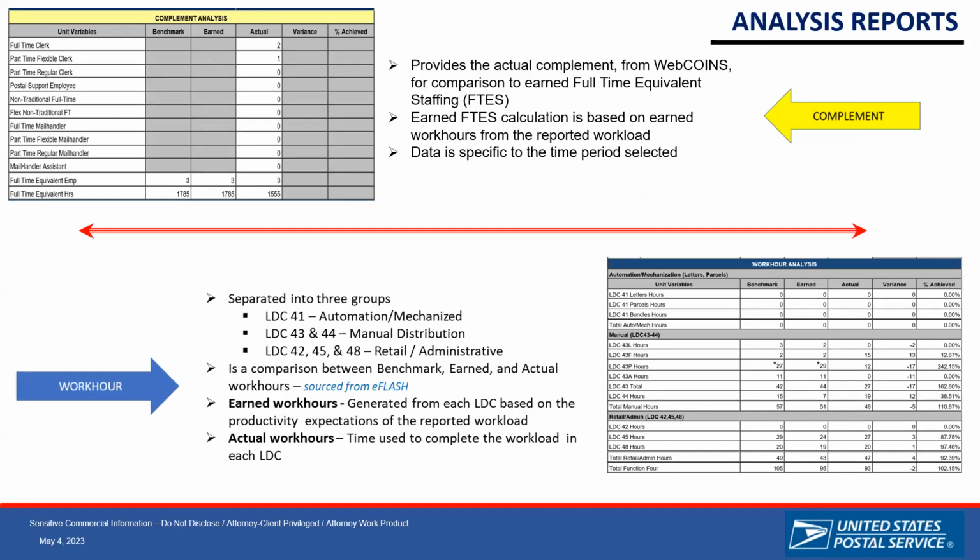Your work hour analysis is broken up into 3 different groups: your automation, your manual distribution, and then your retail and admin. It compares what your benchmark is to what you earn, to what you're actually using, and then provides you with the variance and the percentage achieved. All that information is going to be fed in via eFlash, and each earned work hour is generated based on the LDC, the productivity, the expectations of the reported workload. The actual work hours are what's actually reported from actual clock rings from TACS. Well, it's from eFlash that's fed via TACS.